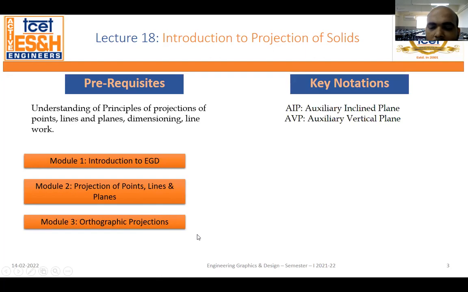Now we have some key notations. Somewhere they will talk about AIP. What is this AIP? AIP is an auxiliary inclined plane, and AVP is an auxiliary vertical plane. Any plane which is inclined to the horizontal plane is considered an auxiliary inclined plane, and any plane which is inclined to the vertical plane is said to be an auxiliary vertical plane.